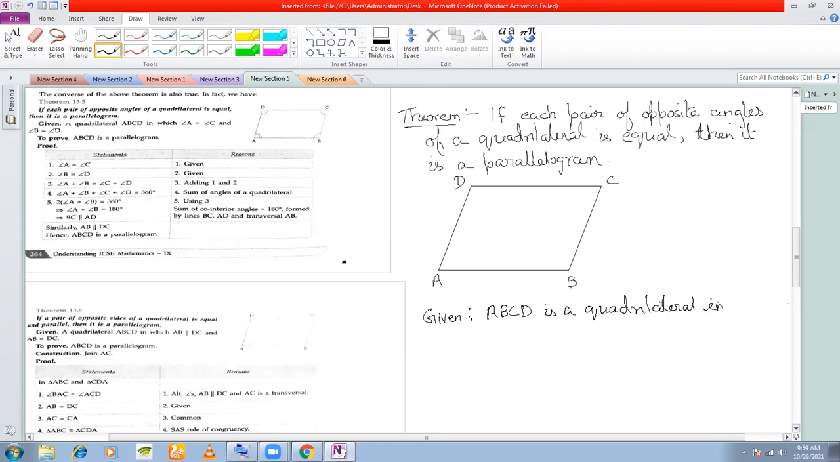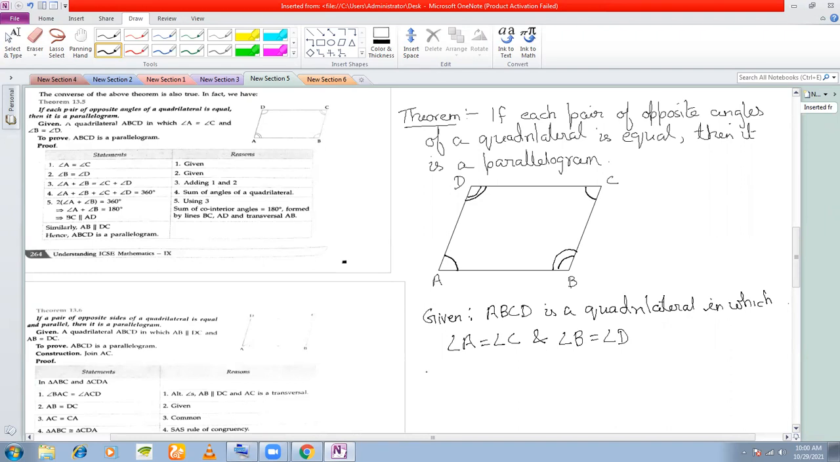in which opposite angles are equal. What angles are equal? Opposite angles. Let's say in this quadrilateral, angle A and angle C are equal, in which angle A is equal to angle C. And these two angles are equal. Angle B is equal to angle D. Any construction required? No construction required.